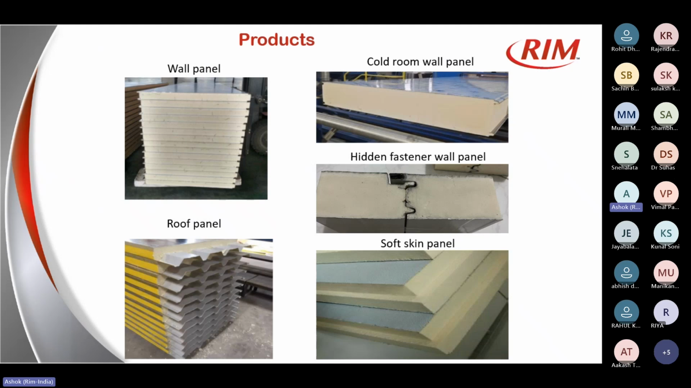After the production, these are some of the finished products like wall panel, cold room panel. Then there is a hidden fastener panel, soft skin, which has both side kraft paper or both side aluminum foil. Then roof panels.